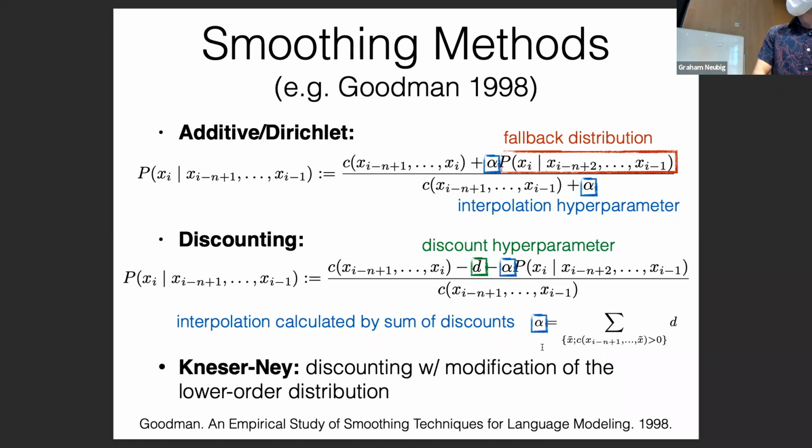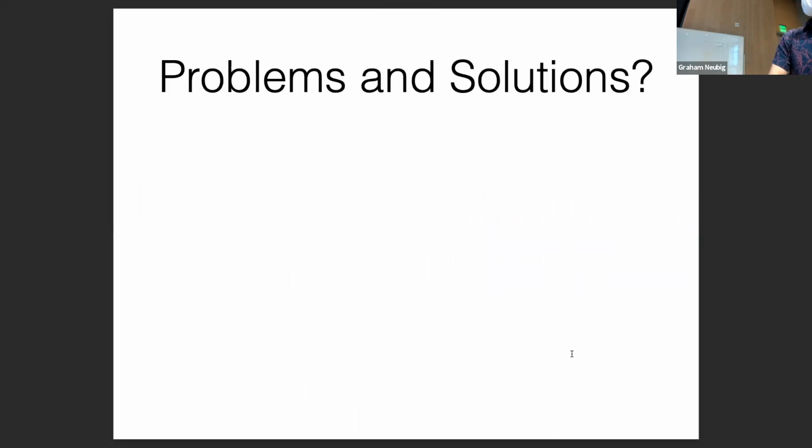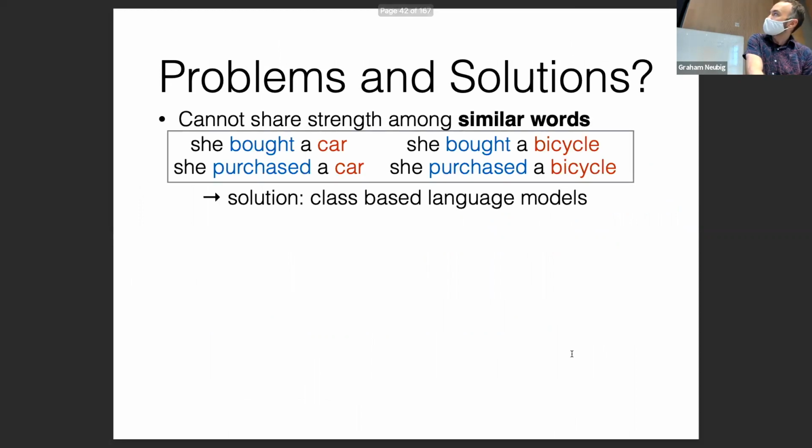Okay, great. So this is just a high-level overview. This can be useful to know if you're doing count-based estimation for whatever reason, and there are reasons why you would like to do it. I'd like to point out some of the problems that standard n-gram models face. One of them is they cannot share strength among similar words. They cannot share statistical strength.